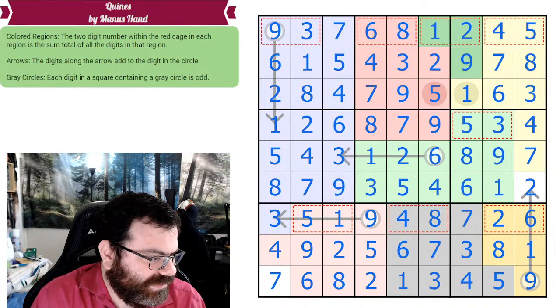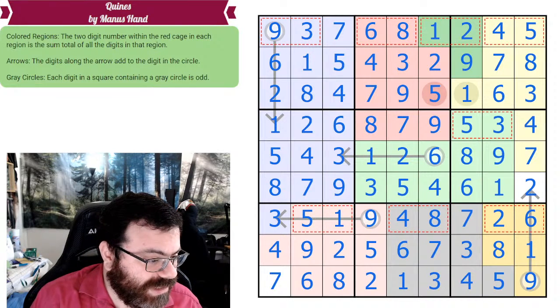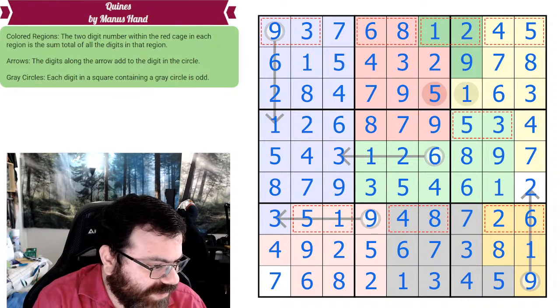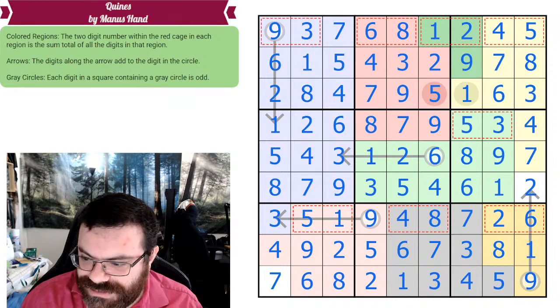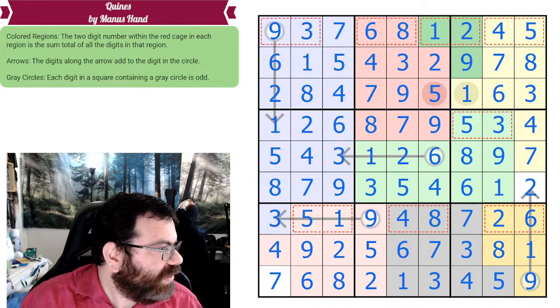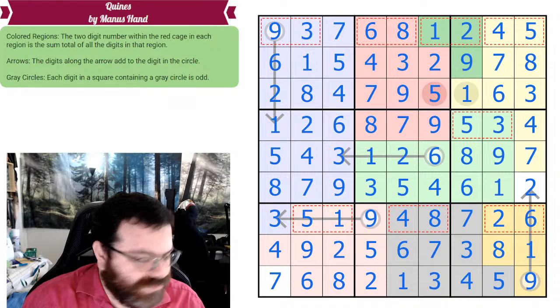Thanks, Manus. Enjoyable puzzle. Good difficulty level as well. Definitely enjoyed it. Solving's good. We got 2 puzzles done already. Going at a good pace. I'll do this one next.